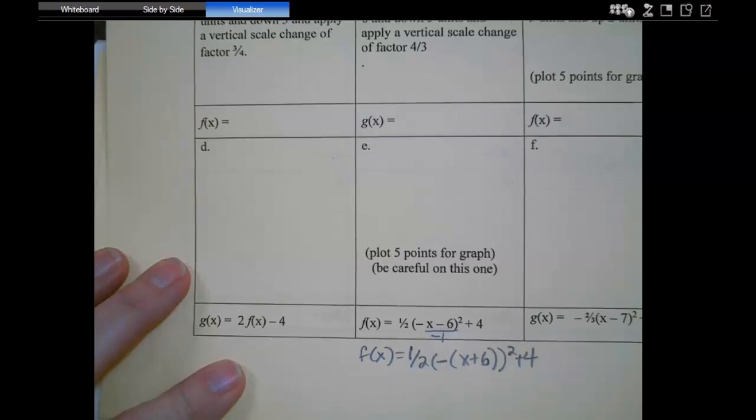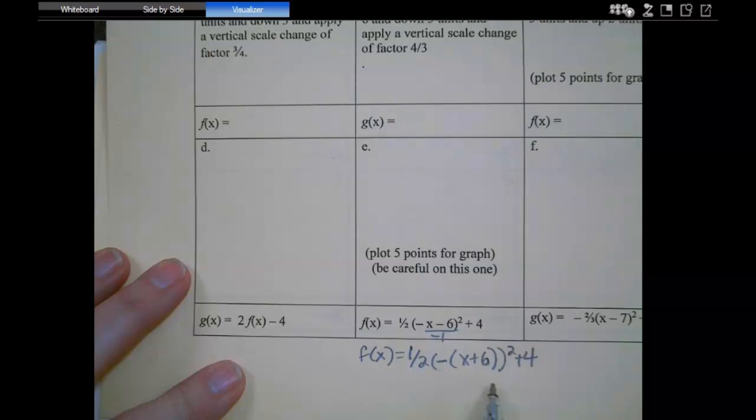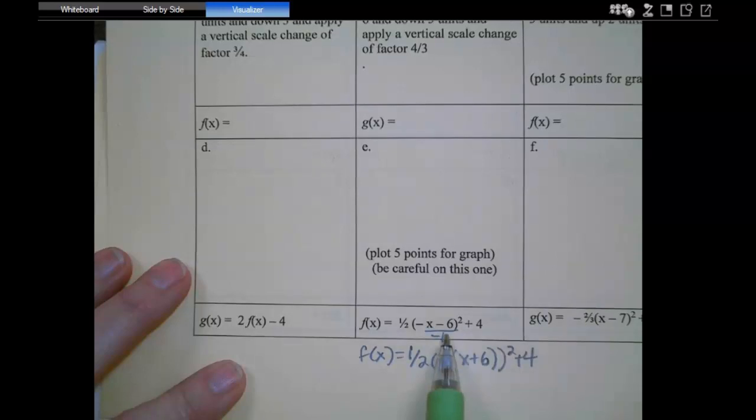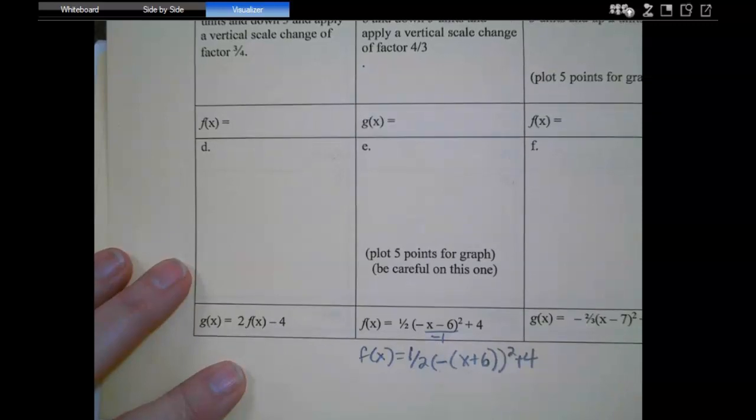Why is it important to factor out the negative? What changed? The vertex, right? It changes what side you're on, doesn't it? Because the vertex is -6, 4. This one, if you look at it, you think it's 6, 4. So you have to make sure to divide out if there's a number in front.